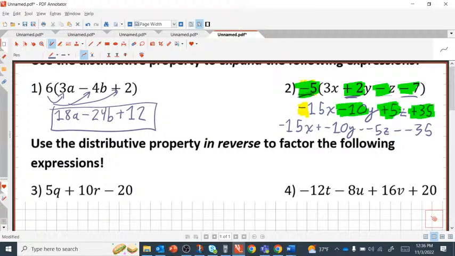A positive times a negative should turn into a minus. Negative times a negative should turn into a plus. That's how I would think about it. Perfect. You got that all filled in? Yeah, fill it in for me.